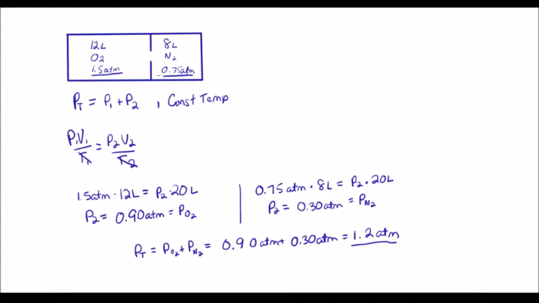If you get a pressure that's less than 0.75 or one that's more than 1.5, then you can be pretty much assured that you've made a mistake somewhere. You should get a pressure somewhere in the middle of the pressures of the individual gases that you started with. All right, let's go ahead and work another problem.